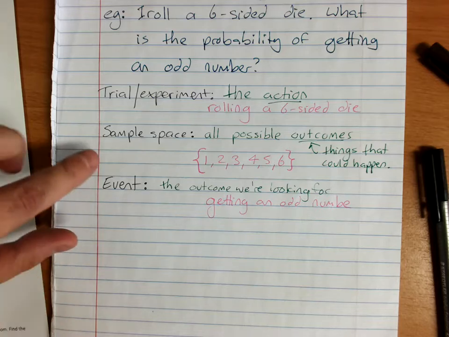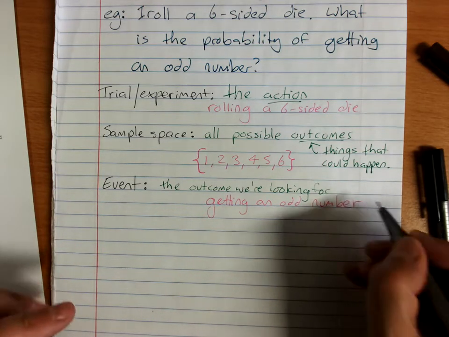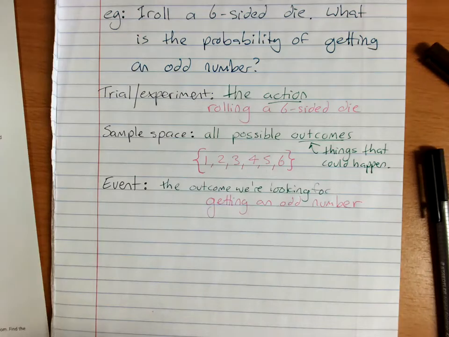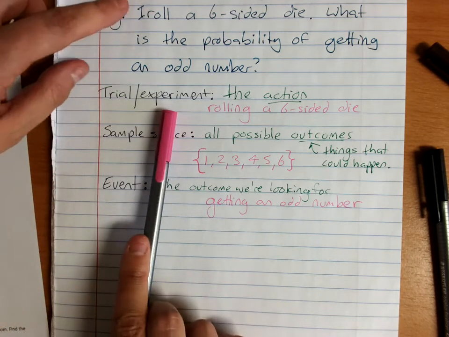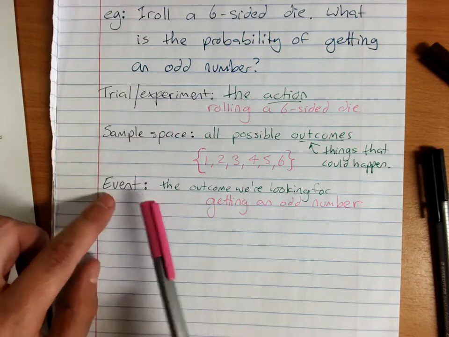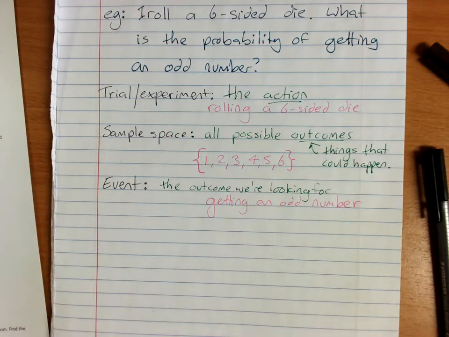Okay. So the event is the one that the question's asking about. The trial or the experiment is what we did in the question. The event is what the question asked about.